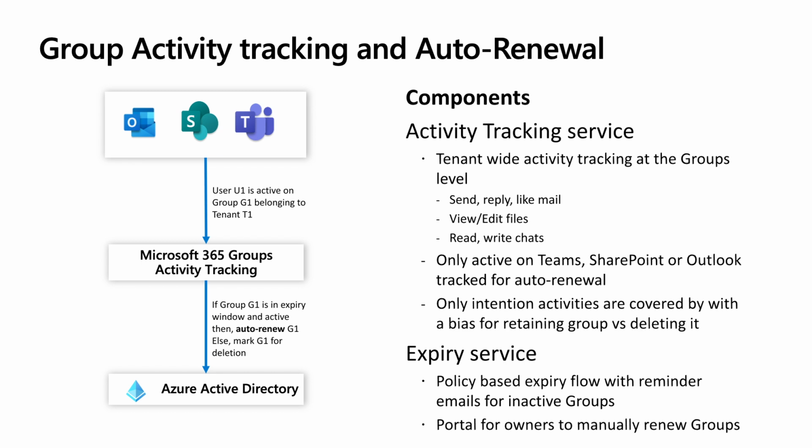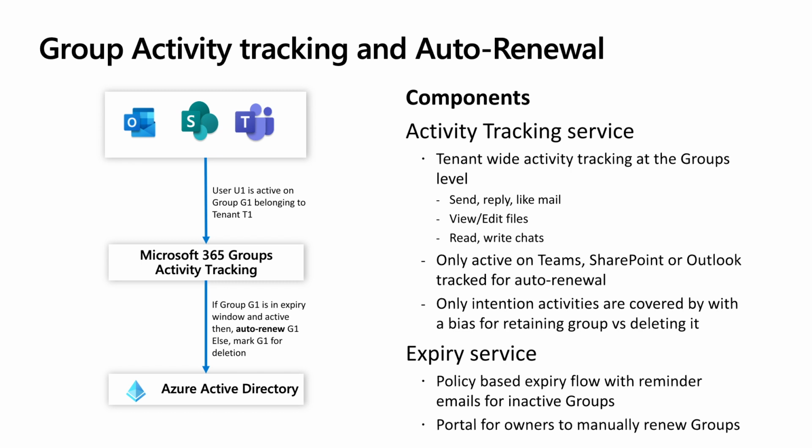And if the group was actually active, then we go ahead and auto renew the group, which means the renewal date is now pushed by another 90 days. But if the group is actually not active, what we do is we mark the group for deletion. We don't delete the group at that point. The group is marked for deletion, and that now gets picked up by the expiry emailing service.